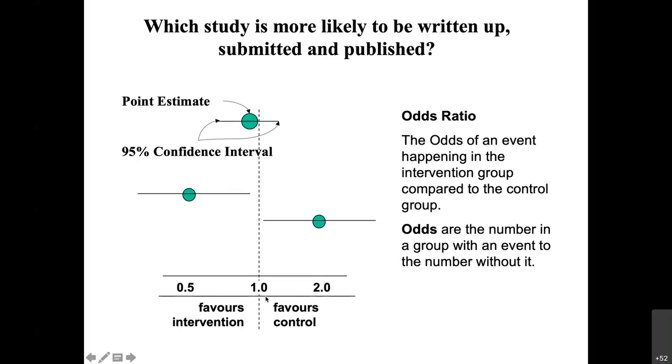But you are quite right. If we turn the outcome on its head and say clearance of virus or presence of pregnancy or presence of being alive, not dead, then we can just turn this around, from favors intervention onto this side and favors control to this side. It's entirely in your own hands as a researcher to determine how you construct this type of graph. Does that make sense? Okay. Yes, of course. Thank you.